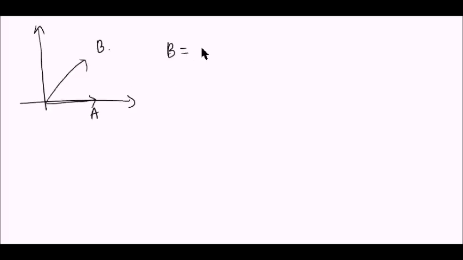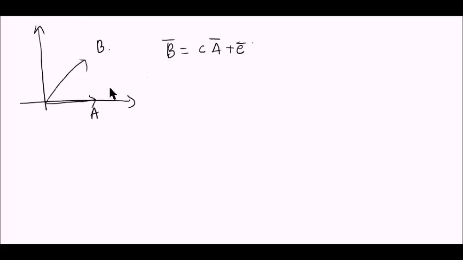Again take a two-dimensional coordinate system. A and B are two vectors. Now I want to represent B in terms of A. So B bar equals C into A bar, like in this form I want to represent. But there is always some error associated with this representation, which is denoted by E bar.